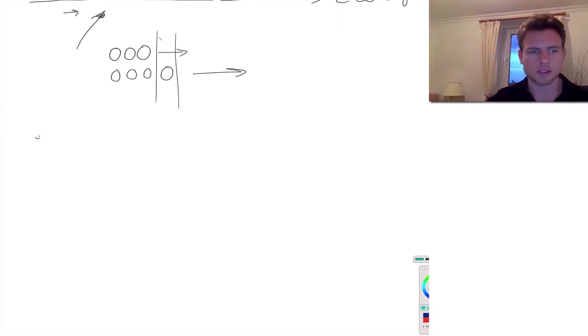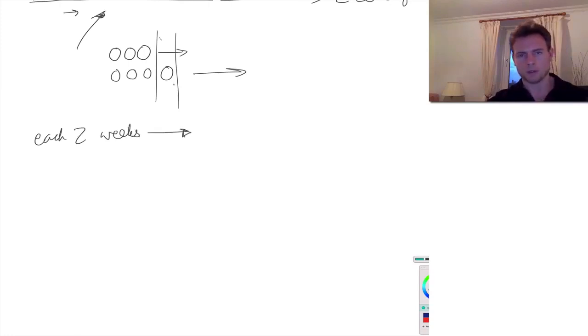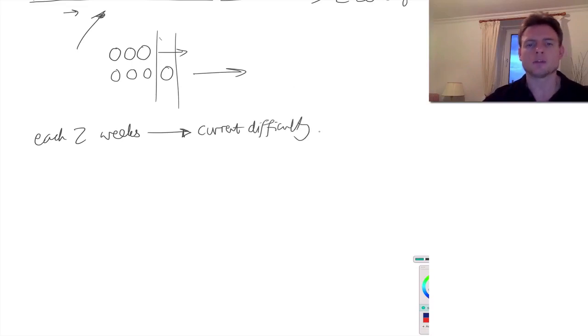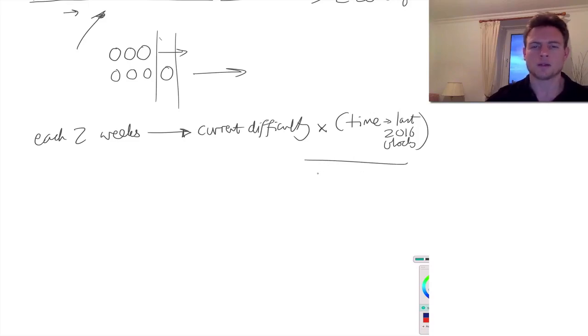So I'm going to just write this down. So each 2 weeks, what the Bitcoin nodes who are validating and determining what the difficulty on each block should be say essentially is: what's the current difficulty, and I'll go into more details about what that actually means, multiplied by the time to generate the last 2016 blocks, divided by 20,160, and this is in minutes.